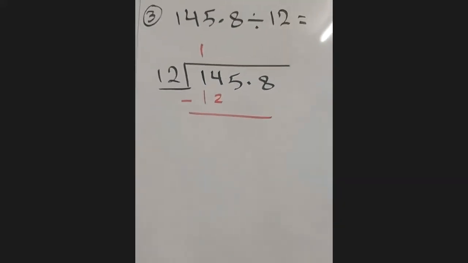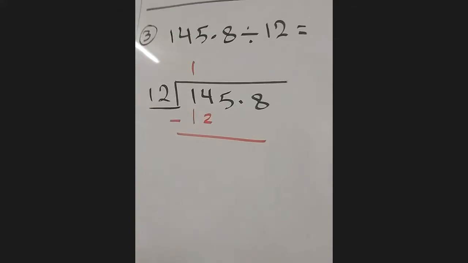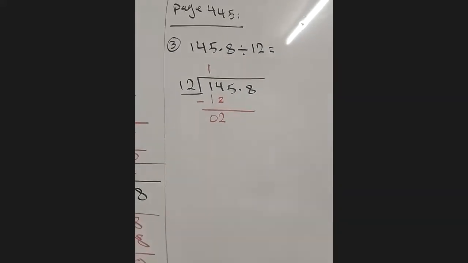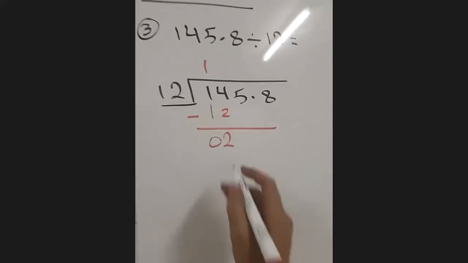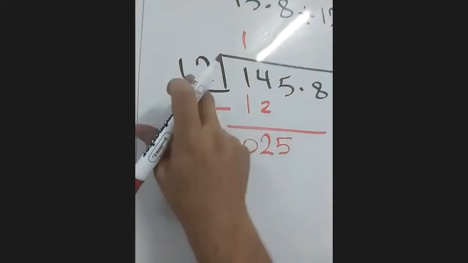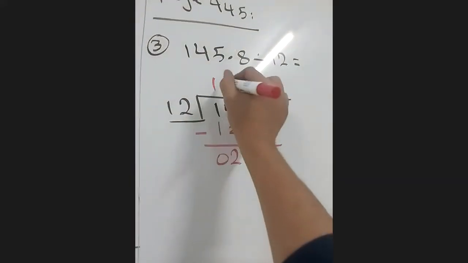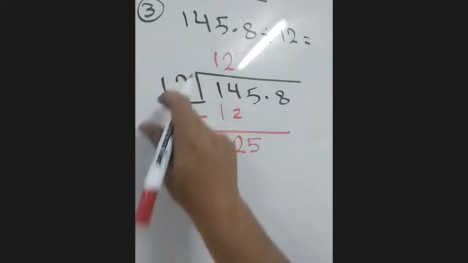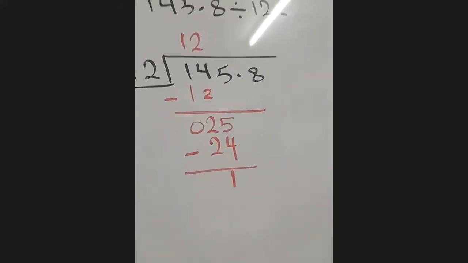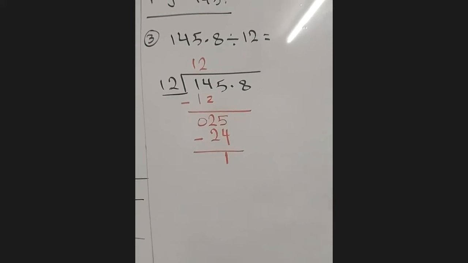Yalla. 4 minus 2 equals 2. 1 minus 1 is 0. Then what will I do? We bring the 5 down. Now we have 25. 25 divided by 12, how much? We will put 2. 2 multiplied by 12 is 24. Subtract: 1. Good. Now what will we do?